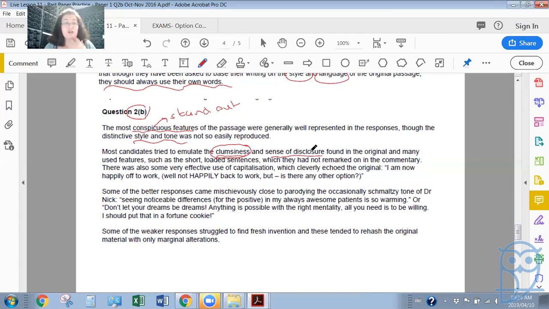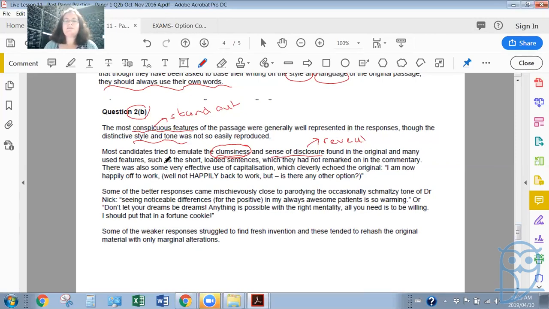And sense of disclosure, that revealing, to be able to reveal something. So let's just read the sentence again. Most candidates tried to emulate the clumsiness and sense of disclosure found in the original. And many used features such as the short, loaded sentences, which they had not remarked on in the commentary, which is strange because you'll notice that sometimes when students do directed writing, they'll do things subconsciously without realizing that they haven't even looked at those aspects of the writing in their commentary. So that is quite a common thing to happen. So, in other words, when you do your commentary, be thorough, okay?